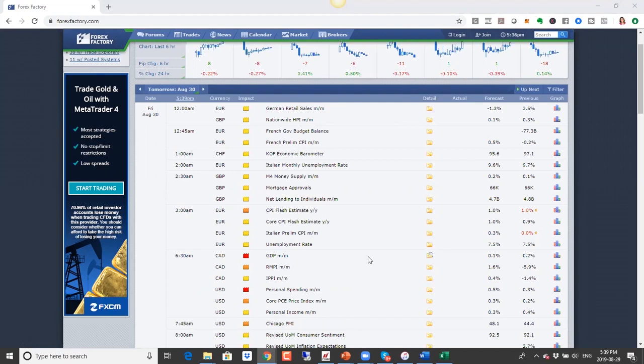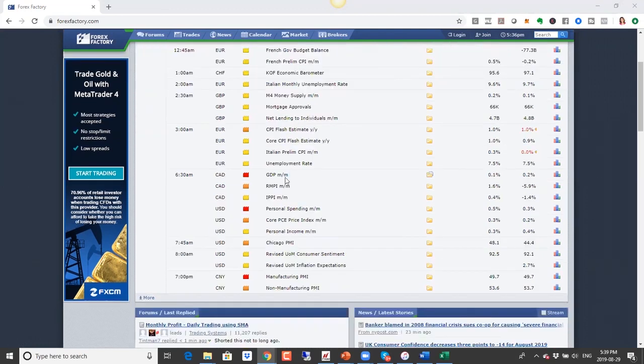Coming up on Friday, we have a ton of data again from the Eurozone. The important one will be the CPI flash estimate year-over-year numbers. This is our inflation number and one of the important numbers that the central banks track. So that will be important.